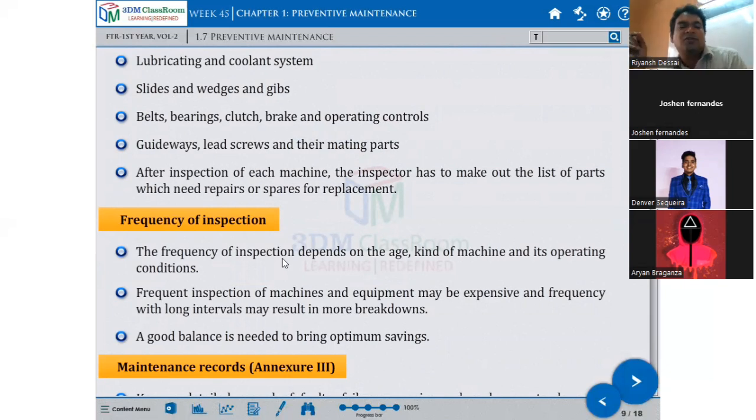Frequency of inspection. The frequency of inspection depends on the age, kind of machine, and its operating condition. After so many years, the machine passes a certain age, and there are some things you have to check as per the checklist provided. Frequent inspection of machines and equipment may be expensive, and inspection at long intervals may result in more breakdowns. A good balance is needed to bring optimum saving.